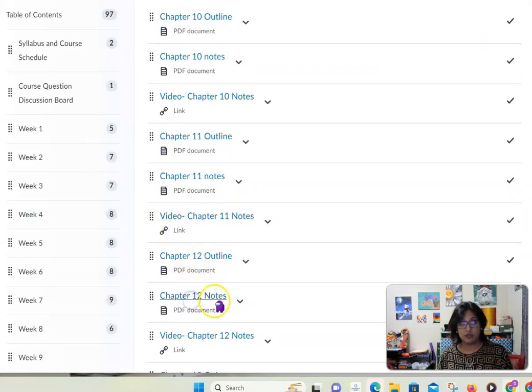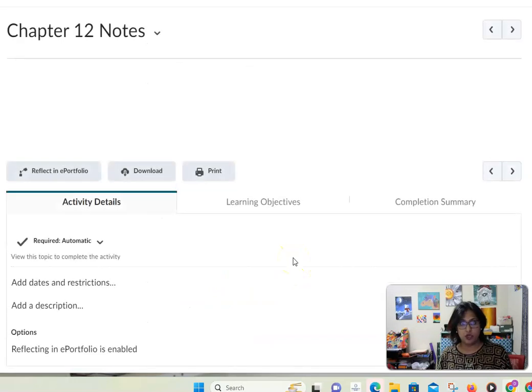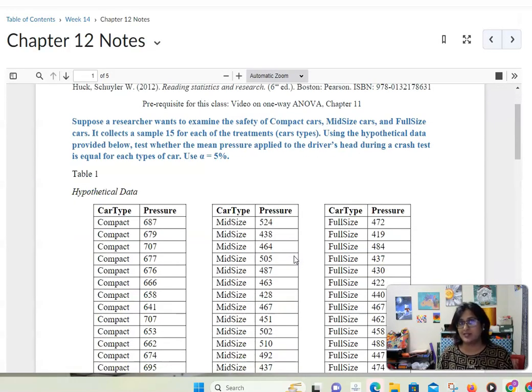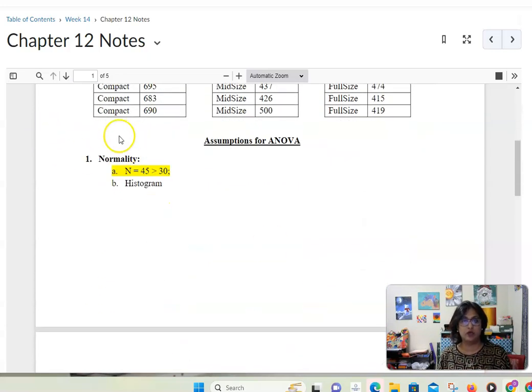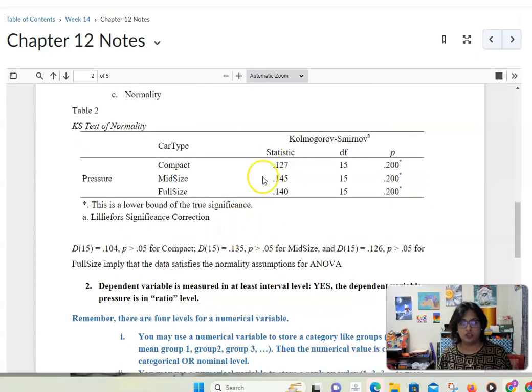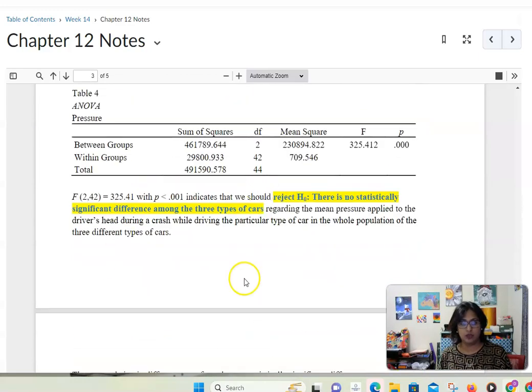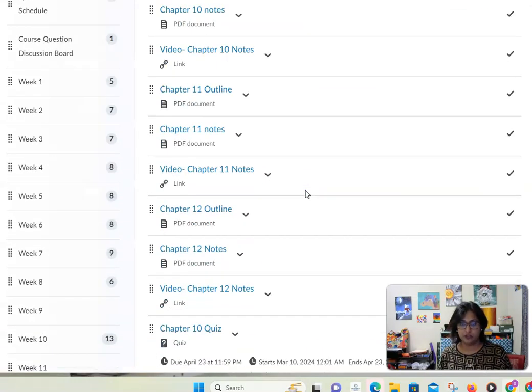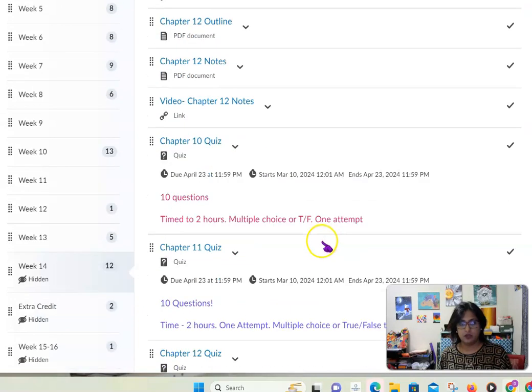So when we look at chapter 12, it's about post hoc. Post hoc means when you do the test and you see there is a difference, you don't know why that difference has happened, right? So to know which group is different than the other two is when you have to do a post hoc. Okay, so this is all about post hoc, and once again, you have the video for it. Here is the video.